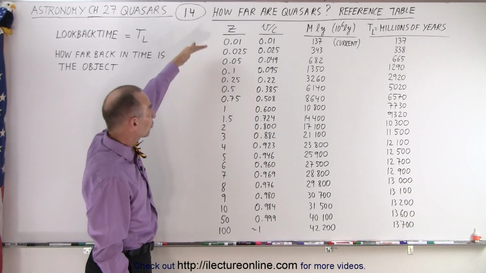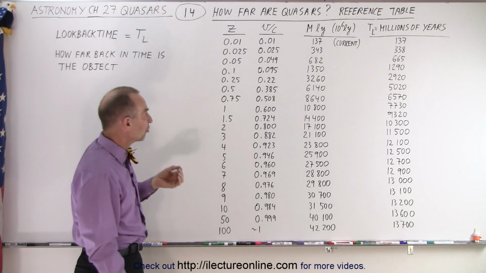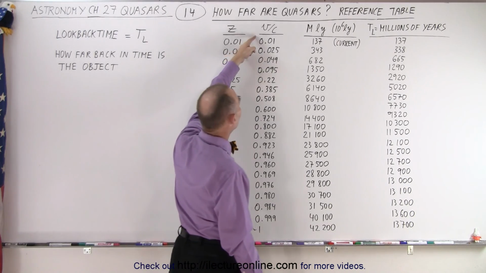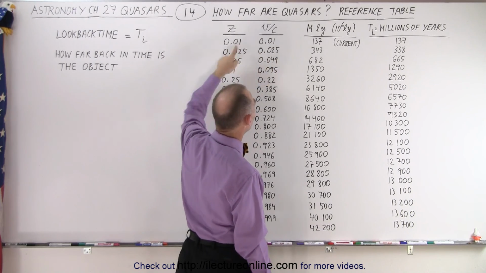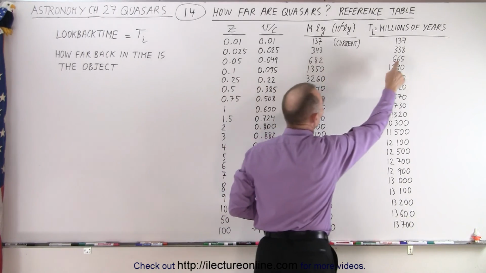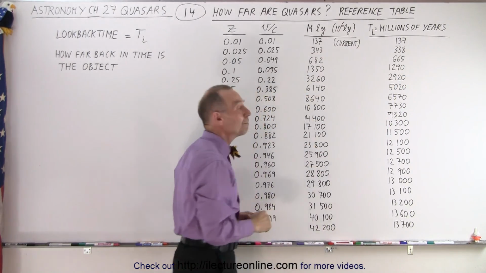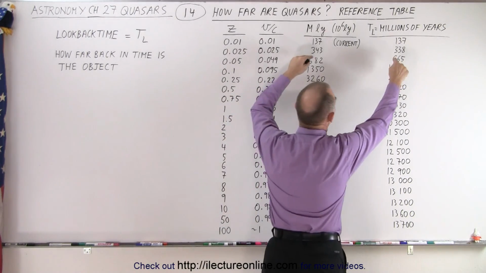Well, first of all, the first couple of rows are z's that are non-relativistic, very small values for z. So you can see that z and the speed of the object relative to the speed of light is roughly the same. And you can see that the distance where it currently is versus the distance where it was when the light left it is relatively the same. But as the speed increases, these two numbers will begin to diverge.